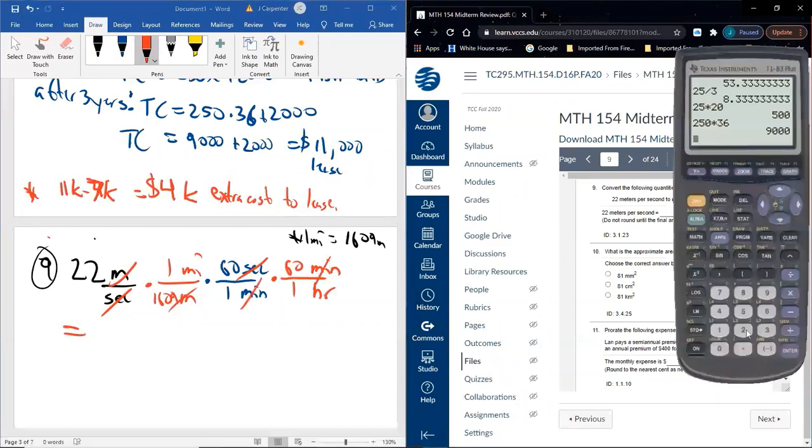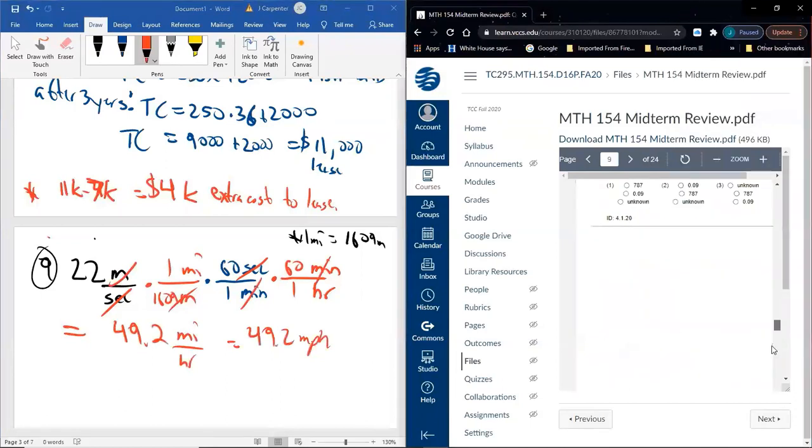Calculator. So we're taking the 22. We're going to divide it by the 1609. Then we multiply it by the 60, and we multiply it by the other 60. Which, by the way, there are 3,600 seconds in an hour, because 60 times 60 is 3,600. And we end up with 49.2, if I round to the nearest tenth, and that would be miles per hour, or 49.2 mph.